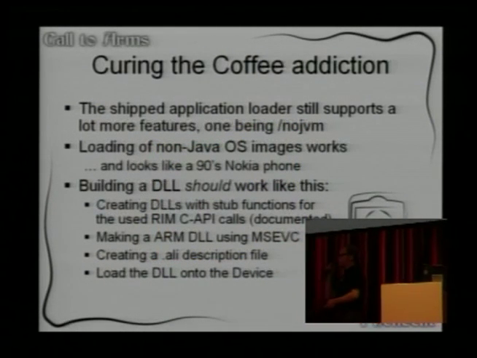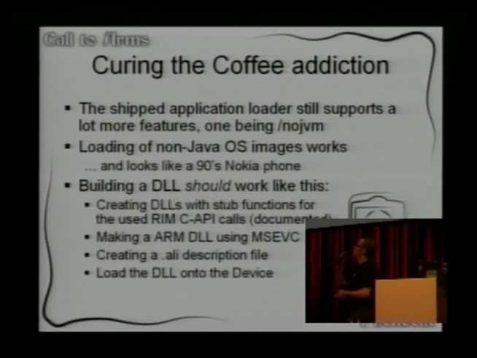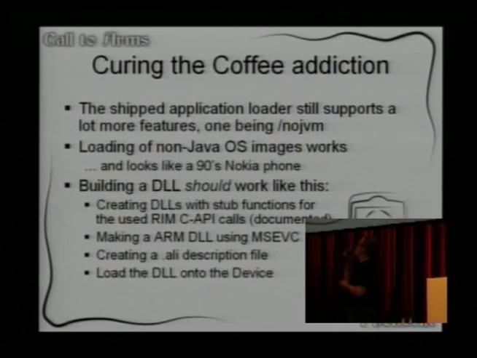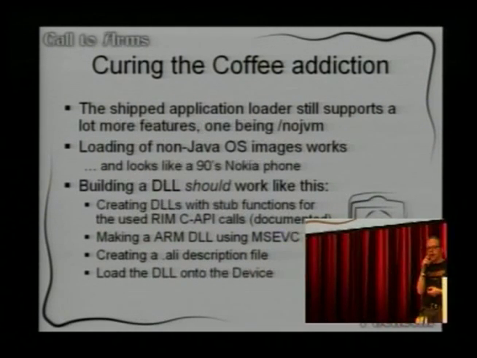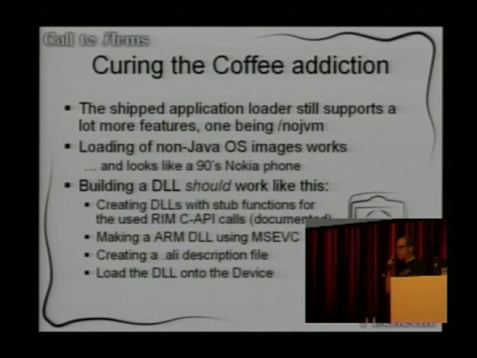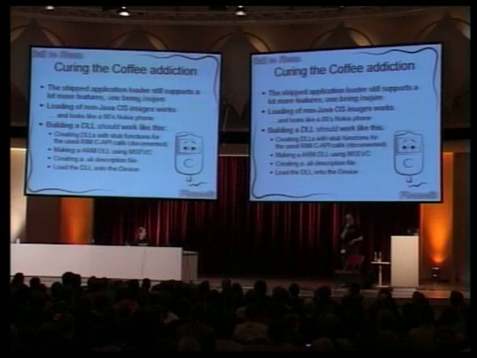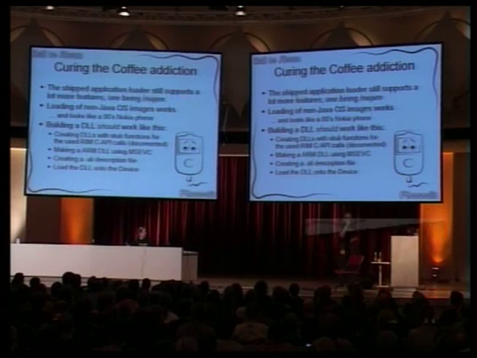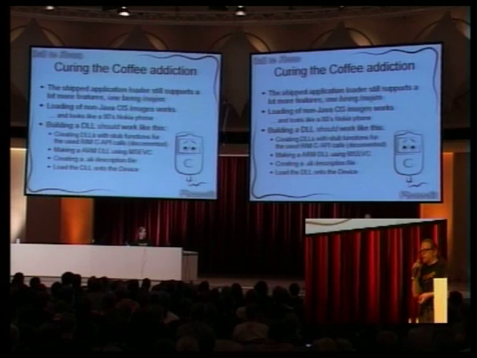So the next idea we had was curing this coffee addiction of the device, meaning no Java, please. The loader actually still supports a lot of interesting features, one of them being a command line switch saying no JVM. This causes a firmware load that does not contain the Java virtual machine, so you get the naked operating system. It looks surprisingly like a 90s Nokia, or just like a pager, so it's back to mama mode. And then you, of course, have no JVM to talk to.